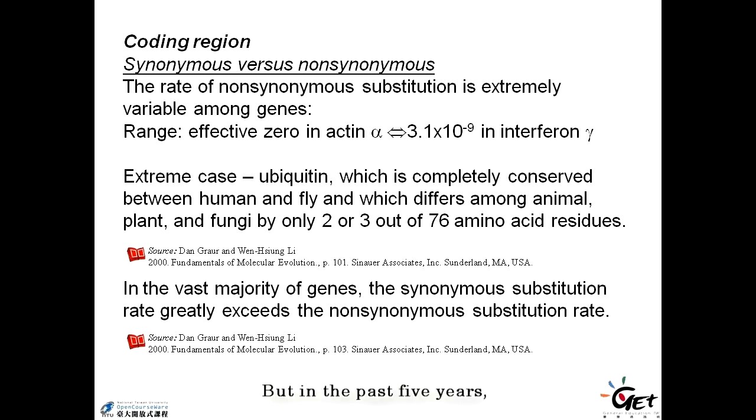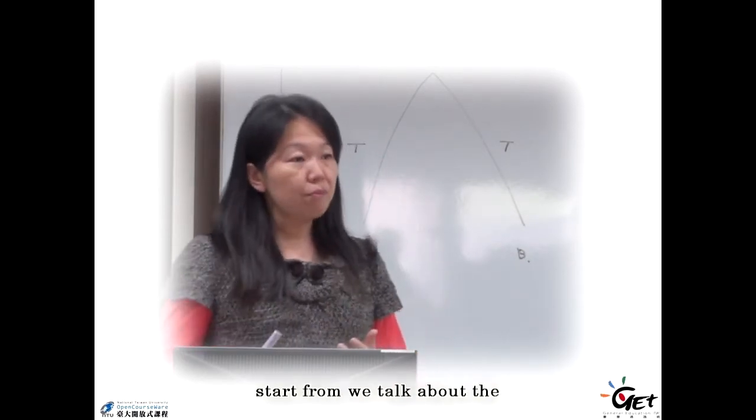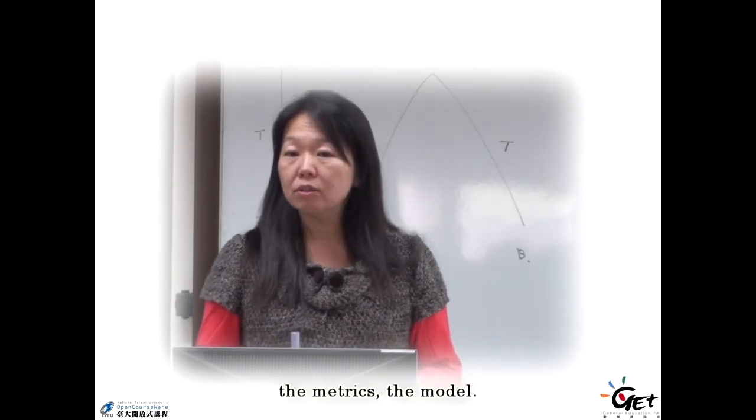But in the past 5 years, things have changed quite a lot, though the framework is still the same. People can now compare genome-wide differences, but we still like to separate coding sequence and non-coding sequence as we do in this chapter. Another thing we also start from is the matrix, the model.